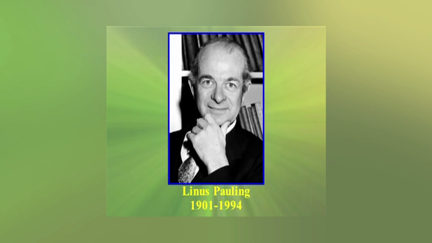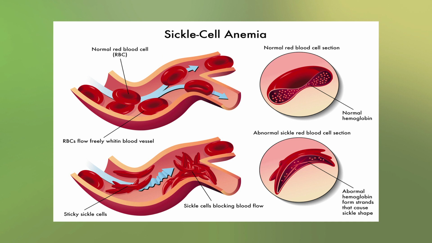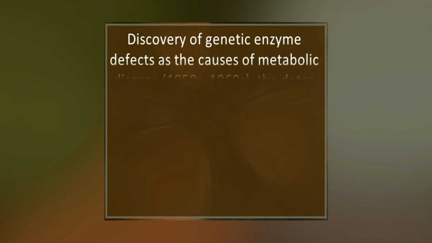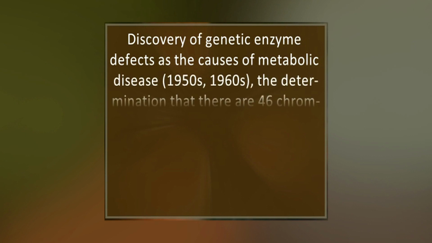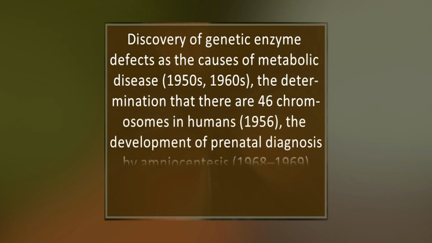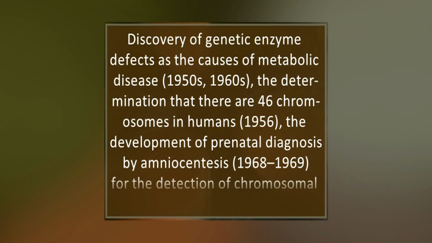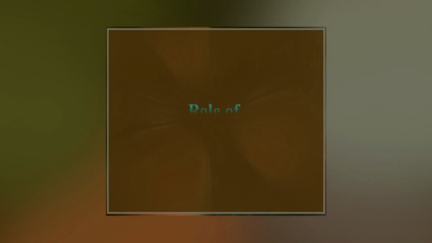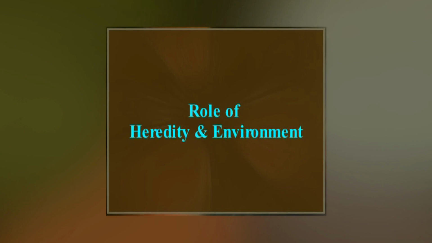Further milestones were Pauling's elucidation of sickle cell anemia as a molecular disease in 1949, the discovery of genetic enzyme defects as the causes of metabolic diseases in the 1950s and 60s, the determination that there are 46 chromosomes in humans in 1956, the development of prenatal diagnosis by amniocentesis in 1968-69 for the detection of chromosomal defects such as Down syndrome, and a large-scale introduction of molecular methods during the last 25 years. Now, let us talk about the role of heredity and environment.